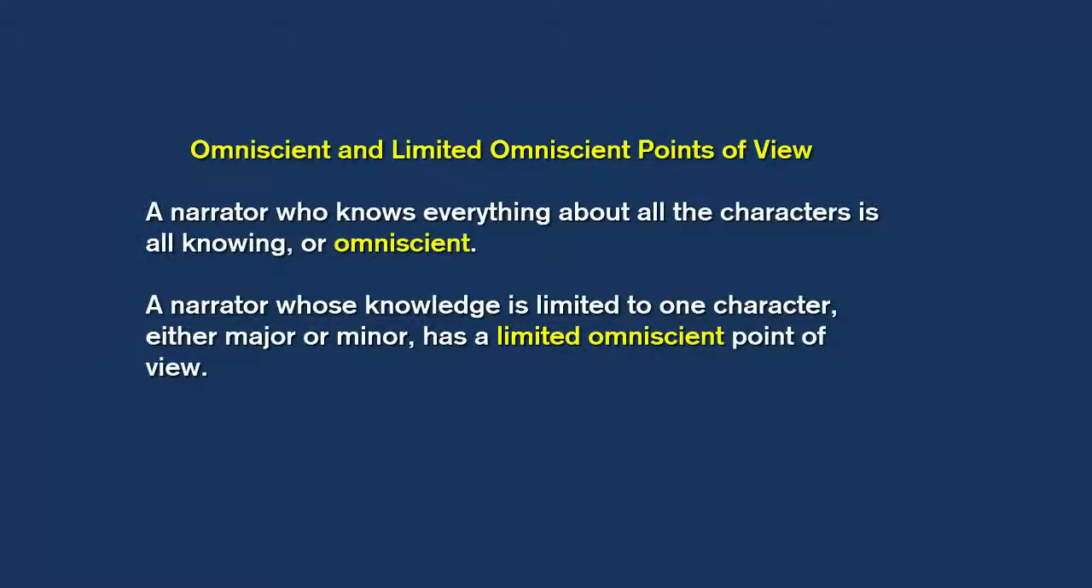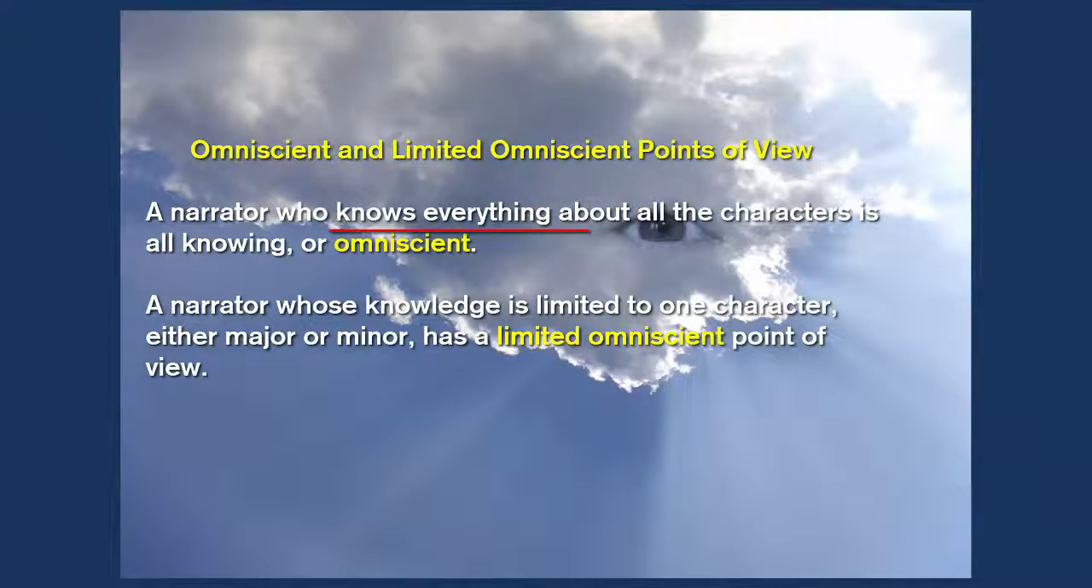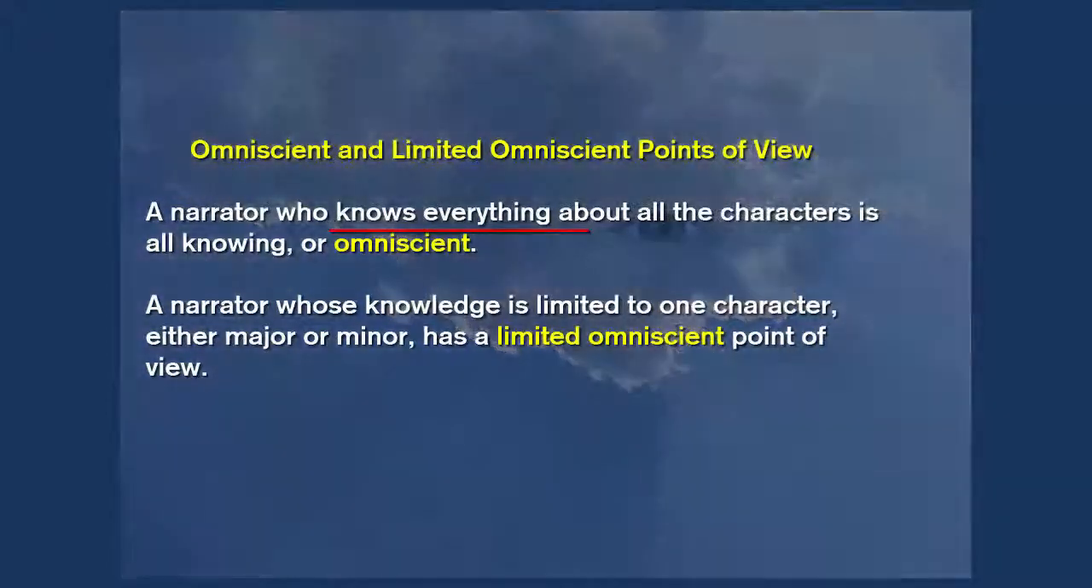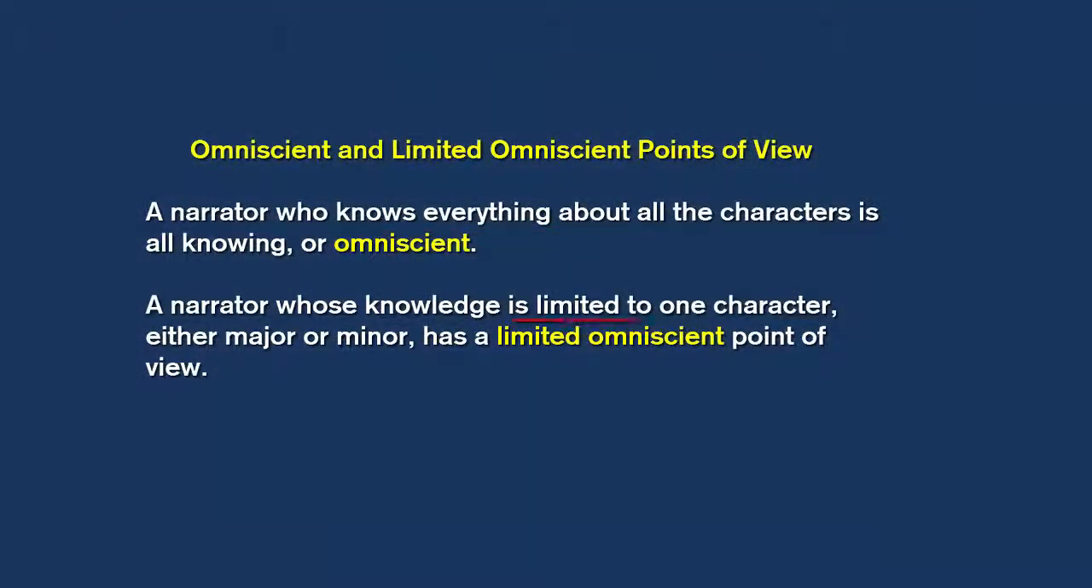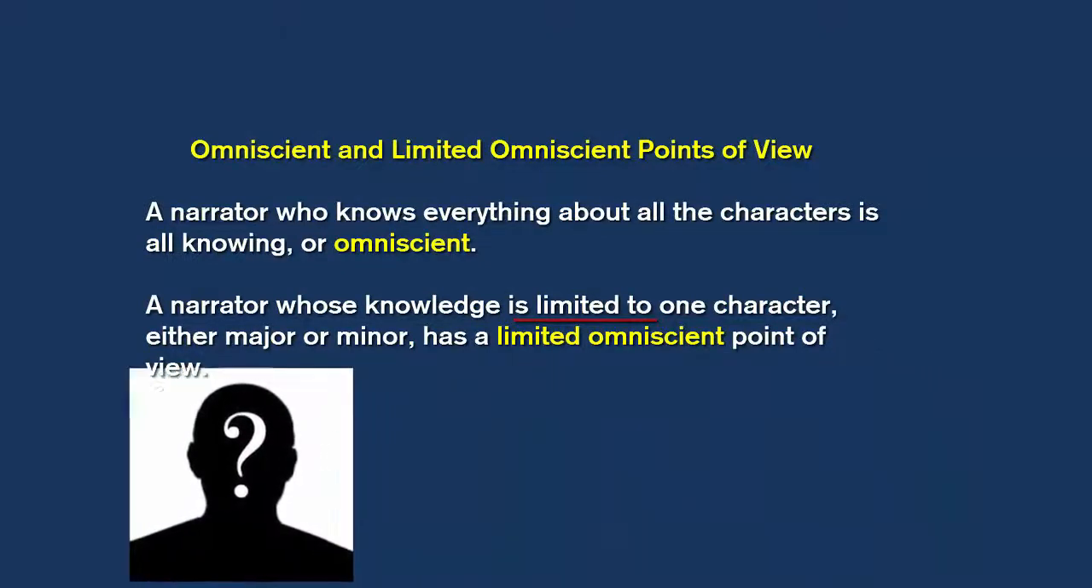One more thing we need to cover is omniscient and limited omniscient points of view. An omniscient point of view occurs when a narrator knows everything about all the characters and is all-knowing. A narrator whose knowledge is limited to one character has what we call limited omniscient point of view. He or she doesn't know everything.